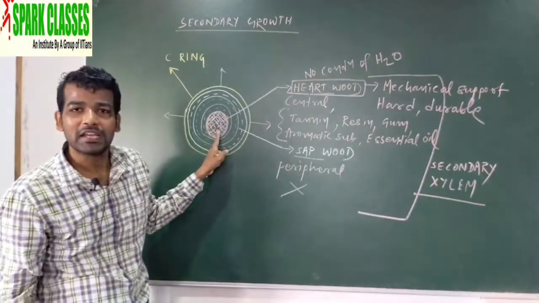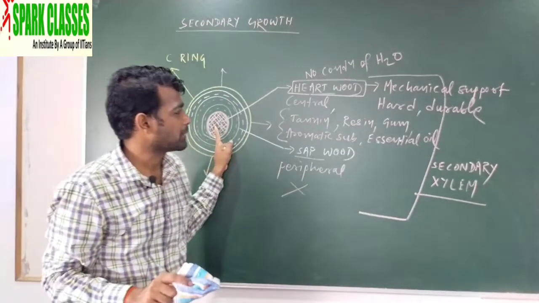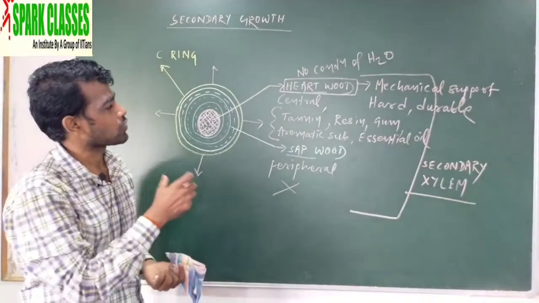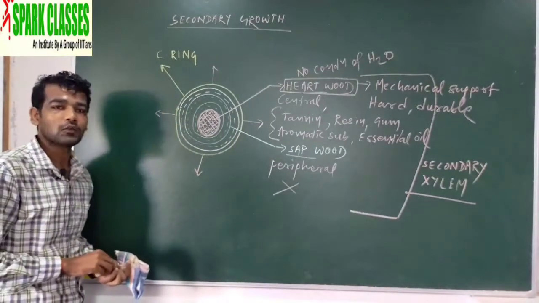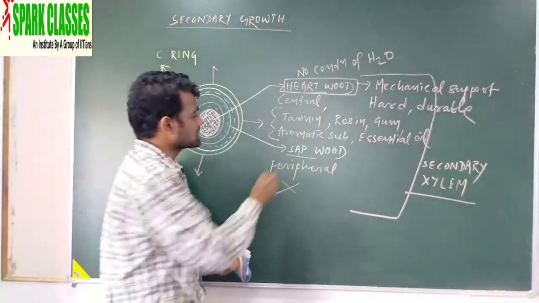This type of xylem cannot help in conduction of water. Only this type of xylem helps in mechanical support. A plant gets mechanical support because of this hardwood. Now it is clear about hardwood. Now compare with this sapwood.